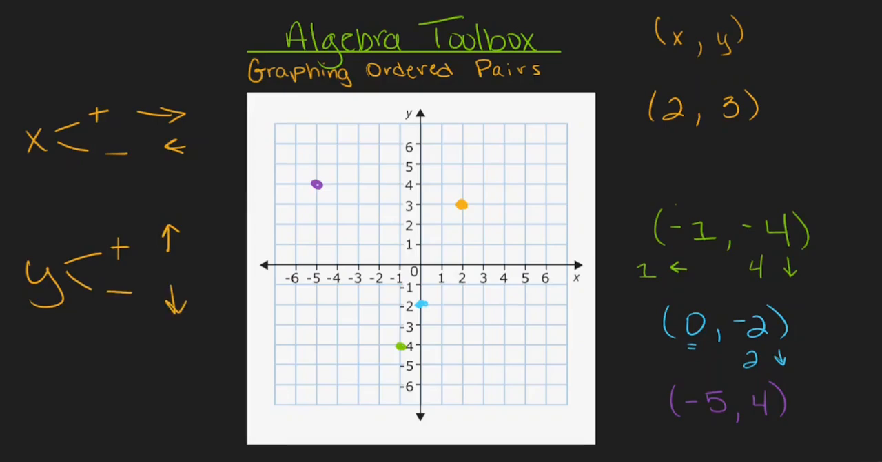As long as we keep track of the relationship between the symbol on our value and the direction we have to travel, you'll be able to plot any point that's given to you. I hope it's been helpful to go over the methods for graphing ordered pairs together.